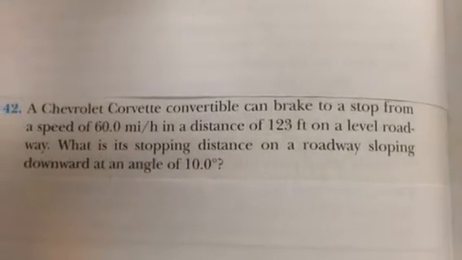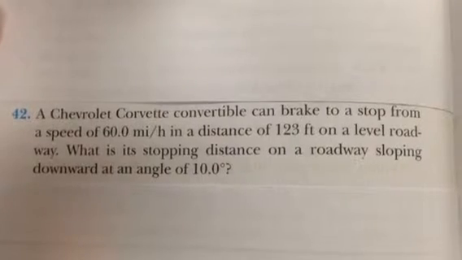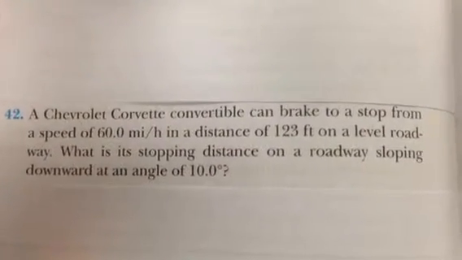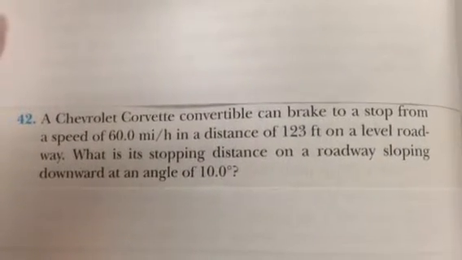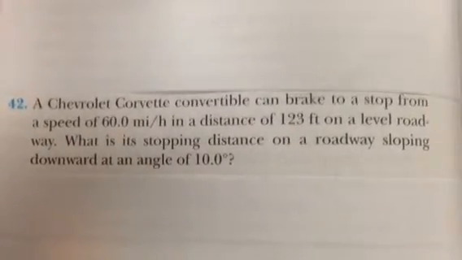A Chevrolet convertible can brake to a stop from a speed of 60 miles per hour in a distance of 123 feet on a level roadway. What is its stopping distance on a roadway sloping downward at an angle of 10 degrees?